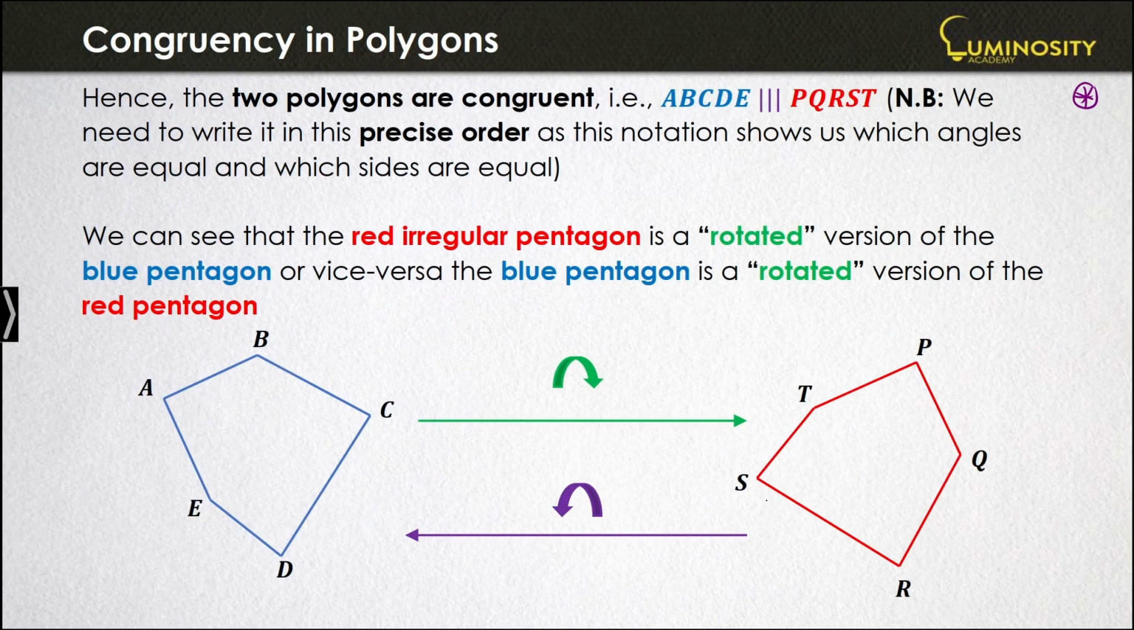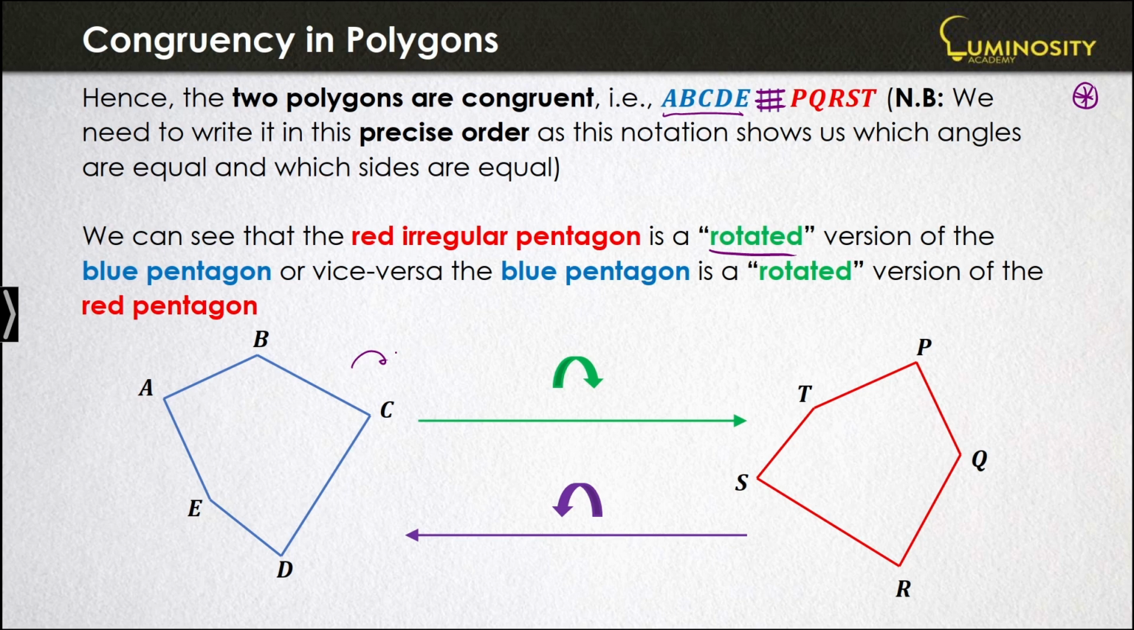So this tells us that the two polygons are congruent, and we write it as ABCDE is congruent, three horizontal lines, to PQRST. And again, we need to write it in this precise order, as this notation shows us which angles are equal and which sides are equal. We can see that the red irregular pentagon is essentially a rotated version of the blue pentagon. If you just rotated this a bit, you would get the same shape. So with congruency, they are absolutely identical polygons in the plane. They just might be in different orientations, the way you look at them. But they're exactly the same shape.